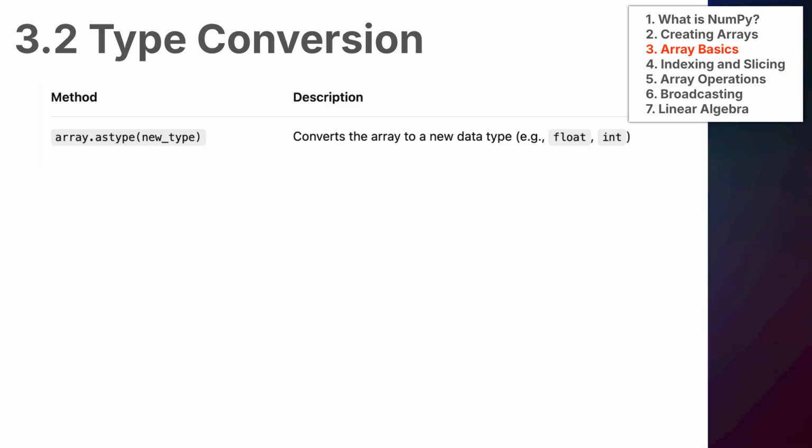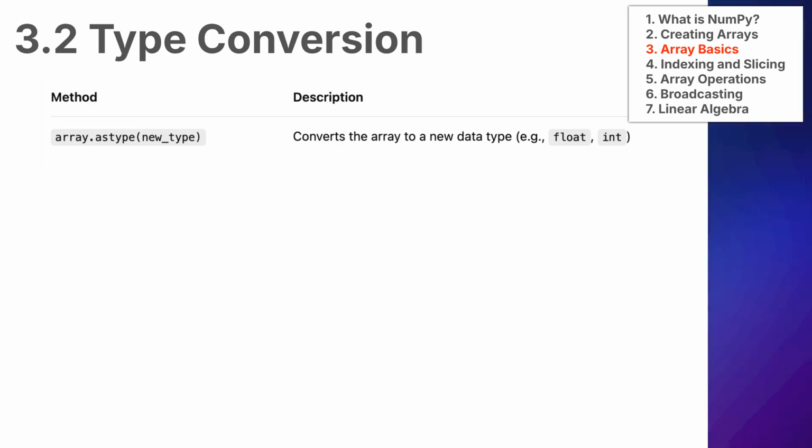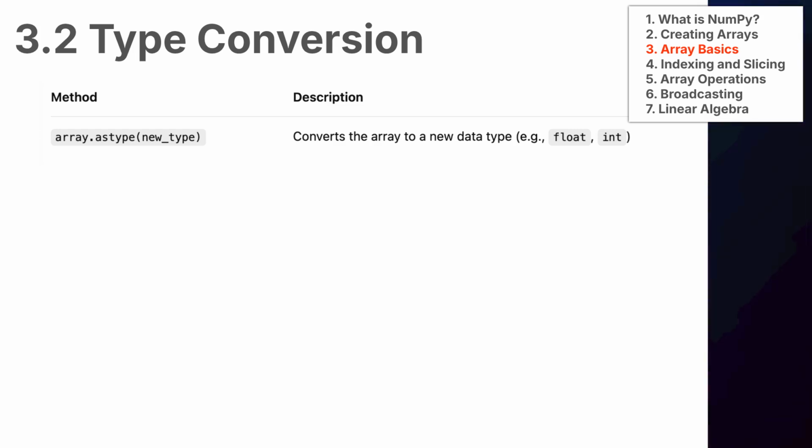2. Type conversion. Sometimes you'll want to change the type of values in your NumPy array. Maybe you started with integers but need decimal precision. You loaded string data and want to convert it to numbers. Or you're preparing data for machine learning where type matters. That's where NumPy astype comes in. astype creates a new array with the same shape but a different data type. It does not change the original array, it returns a new one.